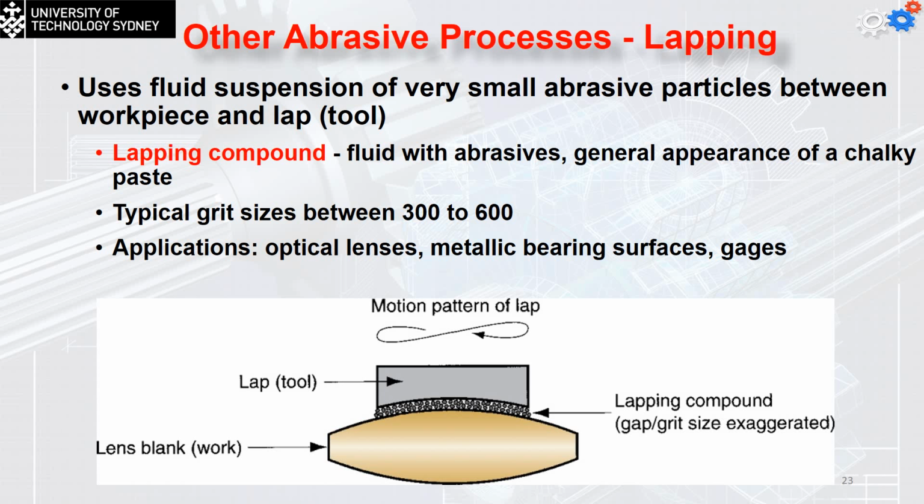So the lapping compound is a fluid with abrasive, with the general appearance of a chalky paste, and the typical grit size is something between 300 to 600. Most of the application is for optical lenses, metal bearing surfaces, and gauges. Now, before I pass this one, do you understand the principle of that? Okay, so it's not direct contact. The lapping tool is only going to do the motion, and the solution is going to do the grinding process.